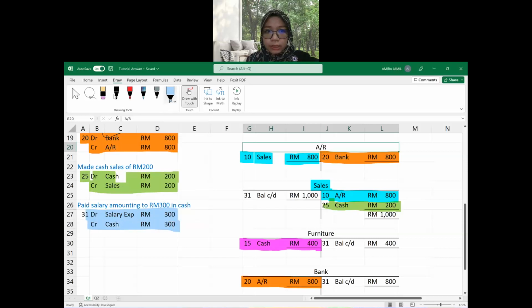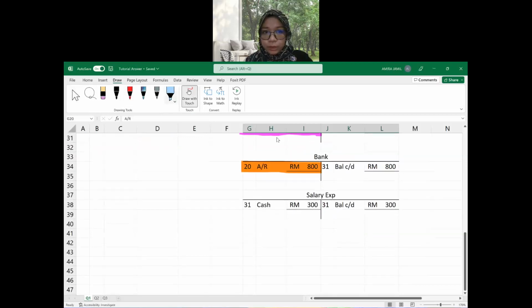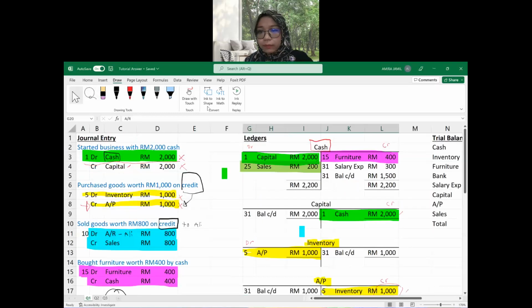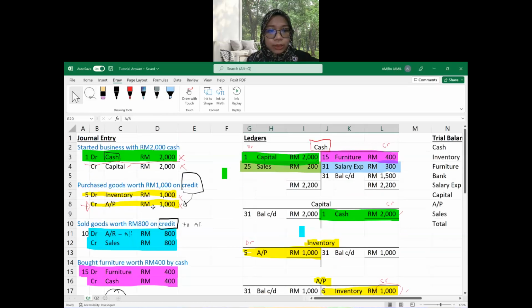Okay, first, because salary expenses kita belum buka, so we have to open a new account. Salary expense. Kalau expenses account selalunya debit side. So, cash 300. And then, kita kena credit cash account. Credit cash account with the same amount. Okay, 300. Okay, settle. Our journal entry, semuanya dah di-transfer to ledger account.